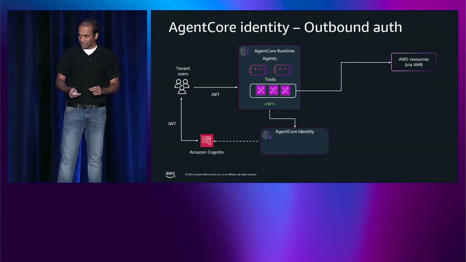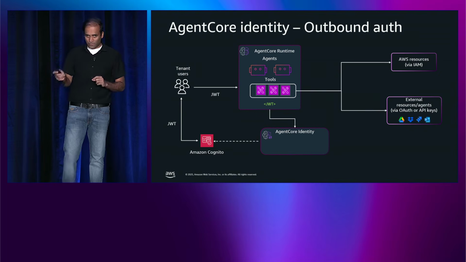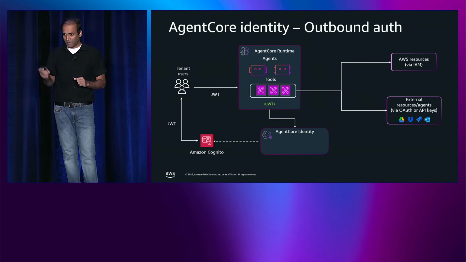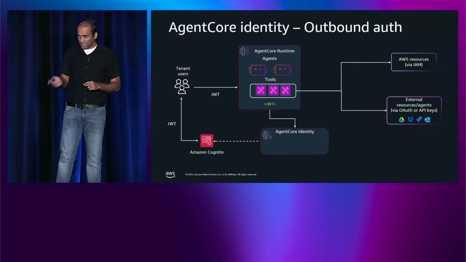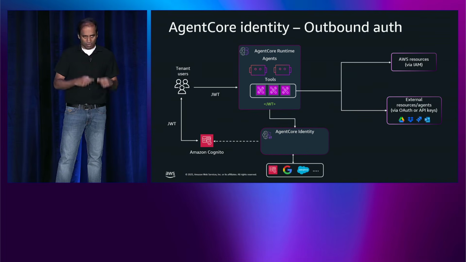But things become interesting when your tools are trying to reach out to an external resource or an agent which expects an OAuth token or an API key. In those cases, you could leverage AgentCore identity. First, what you could do is, for those external resources, they might have some kind of an IDP, or some kind of a credential provider. You could configure your AgentCore identity with those credential providers or IDPs.